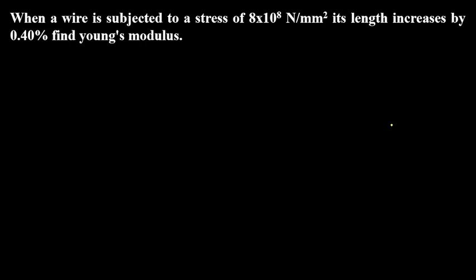When a wire is subjected to a stress of 8 multiplied by 10 to the power 8 Newton per millimeter square, and its length increases by 0.40%. This is a very important concept. What do you observe from increases? It is nothing but change in length. The length is increasing and it is nothing but change in length.